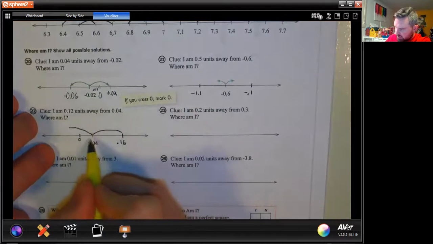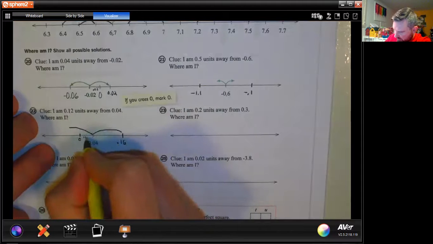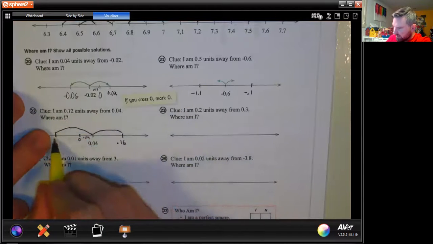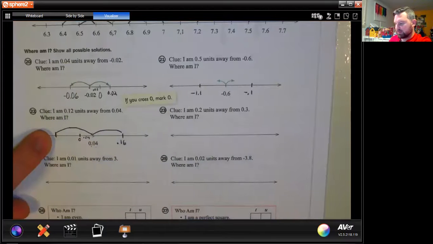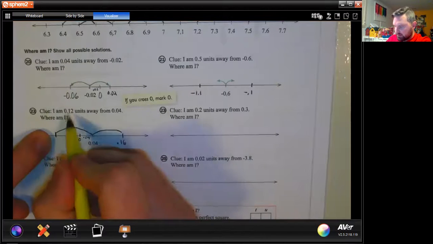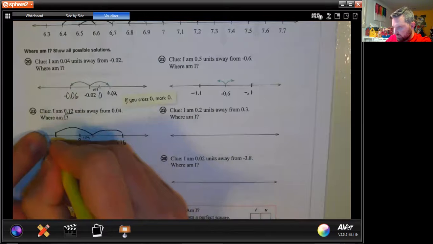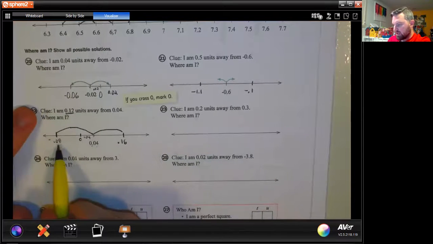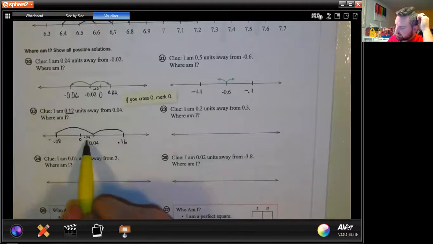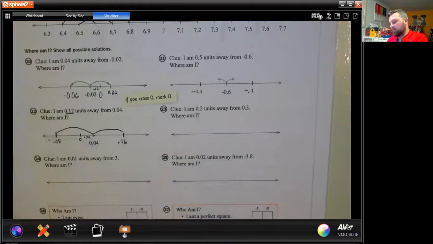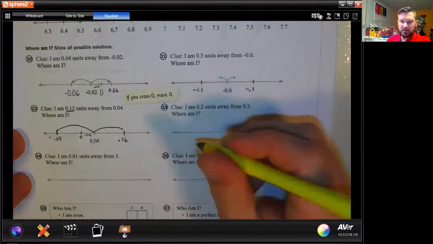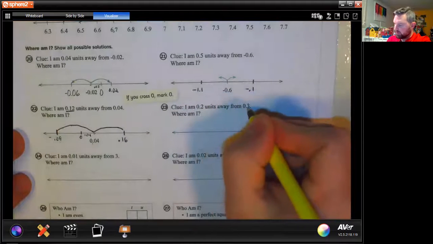Okay, now between here and here is 0.04. Okay, so between this number and this number needs to be 0.08 to make your 0.12. So negative 0.08. Okay, so 0.08 plus 0.04 makes your 0.12. Okay, it's the same kind of concept. We're just putting in a decimal point here.